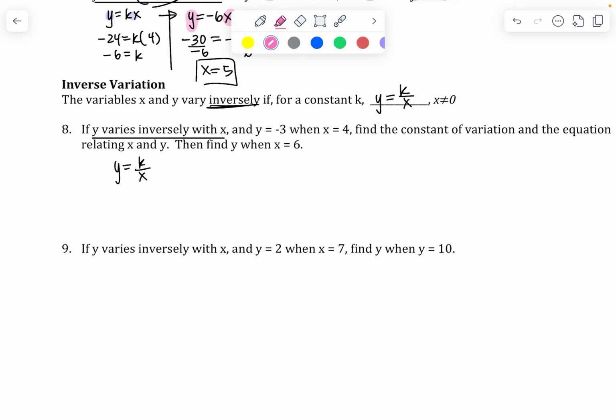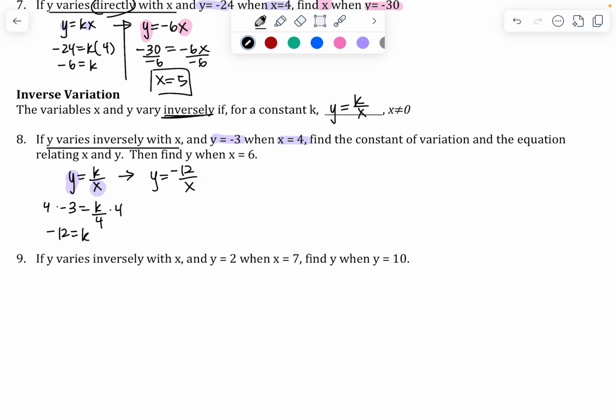And then they're going to give us enough information to find k. Y is negative 3 when x is 4. So we're going to plug those in. To solve for k, we would multiply both sides by that 4, and we get k equals negative 12. And so our equation now reads y equals negative 12 over x.